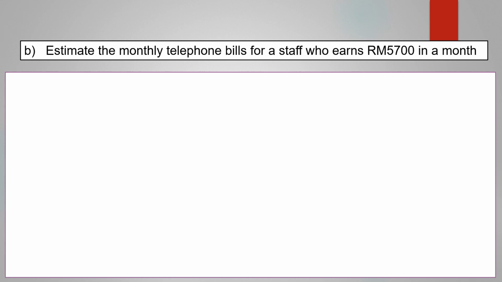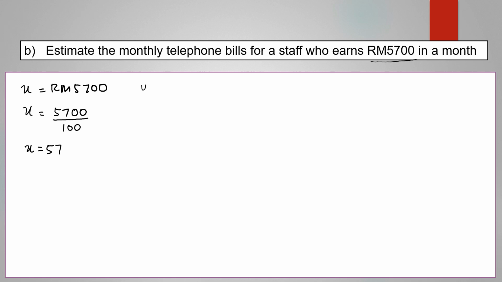B. Estimate the monthly telephone bills for a staff who earns Rm 5,700 in a month. So here we have the monthly income, which is our X, is Rm 5,700. As the data is summarized in 100, so what we should do is X equals 5,700 divided by 100. So our value of X will be 57.